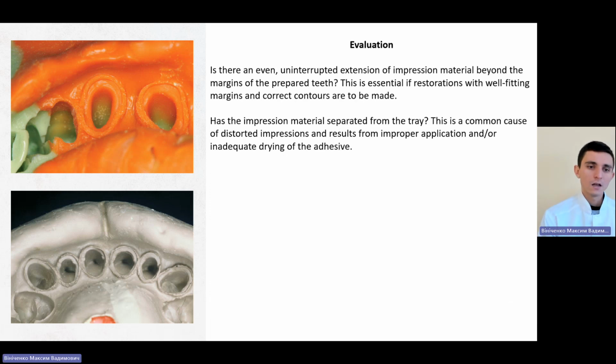Is there an even, uninterrupted extension of impression material beyond the margins of the prepared teeth? This is essential if restorations with well-fitting margins and correct contours are to be made. Has the impression material separated from the tray? This is a common cause of distorted impressions and results from improper application and/or inadequate drying of the adhesive.